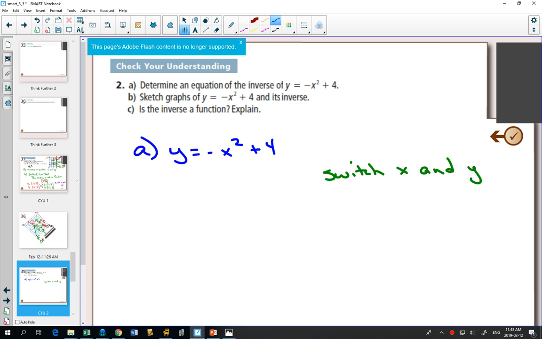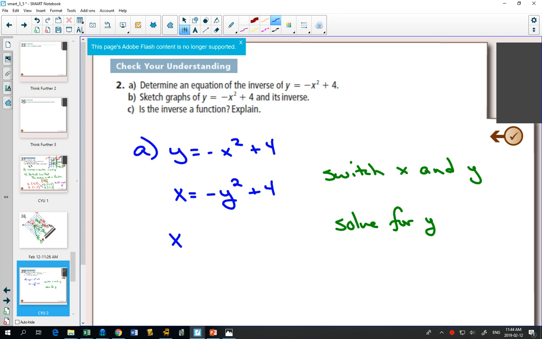Sometimes this simple step is worth a full mark on a question on the exam. One of the easiest full marks you can get, recognizing that with an inverse, that's switching x and y. Switch your x and y, and then solve for y. So after you've switched your x and y, the next thing you're going to do is solve for y.